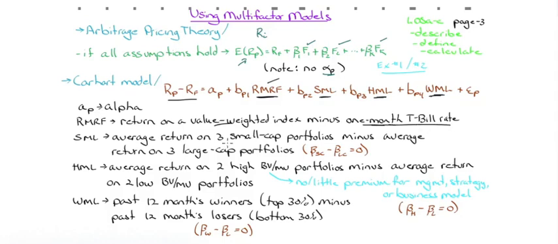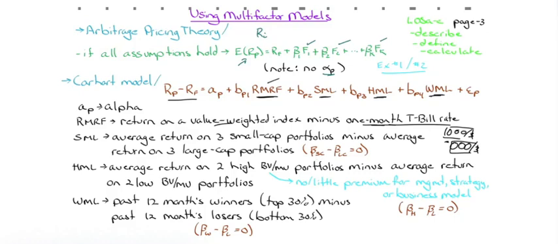SML, it's the average return on 3 small cap portfolios. So you have 3 small cap portfolios, and you'll take the average of those 3, and you will subtract the average return on 3 large cap portfolios. So you'll have 3 large cap portfolios, you'll take the average, and it's the small cap average minus the large cap average, and that is the factor return.